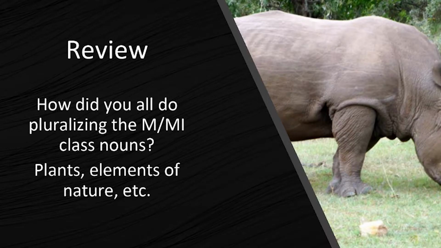First of all, we'd like to find out if you got a chance to pluralize your Mi class nouns. Remember what the rule is: remove the M from the beginning of the noun and attach MI. Remove the M and then attach MI, and in doing that, you pluralize the word. Look at video number 1, part 1, where we go over the Mi class nouns. These are nouns that are plants, trees, and elements of nature.